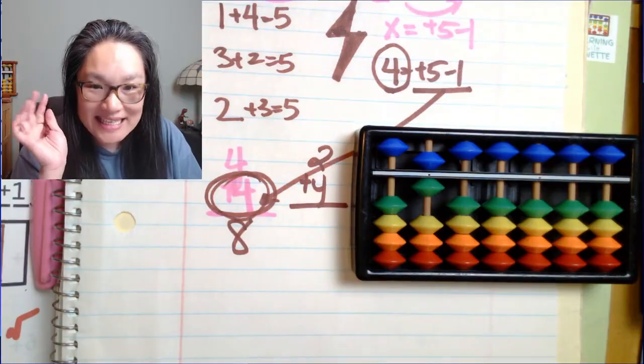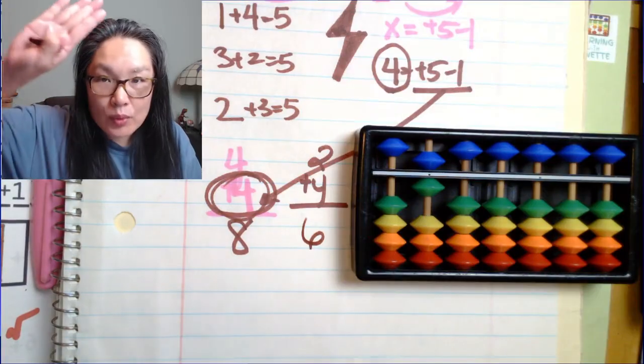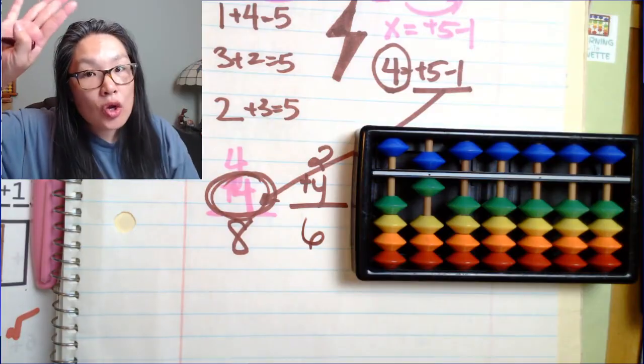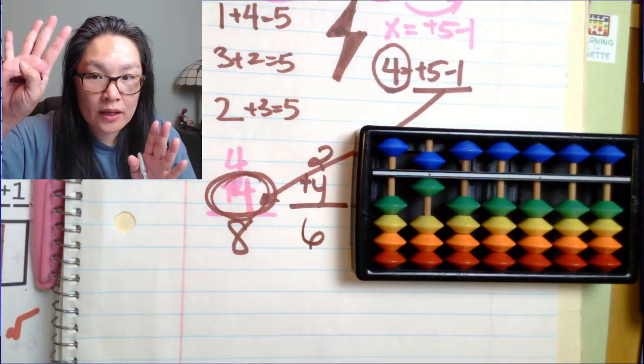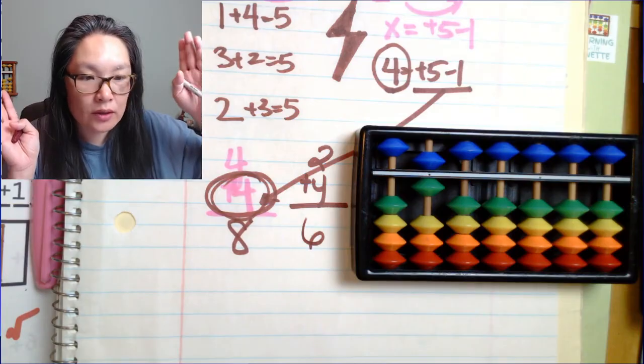And our number is 6. Our answer is 6. Now, why is this good? Because when we add, we can subtract, right? Memorizing your doubles is fine, but there's no such thing as negative doubles. It's all just 0. Make sense?